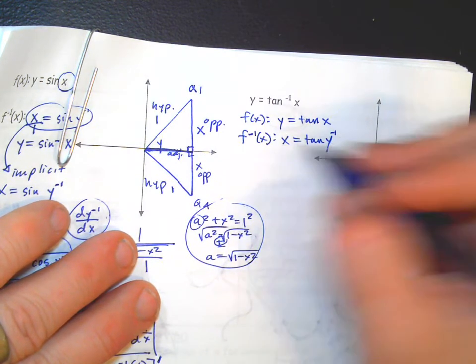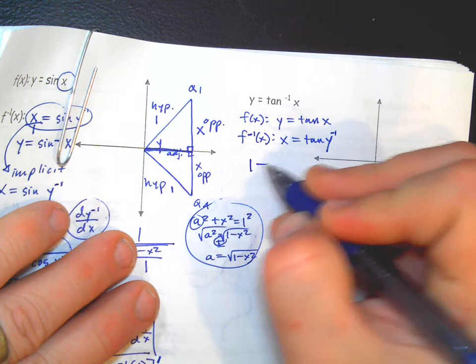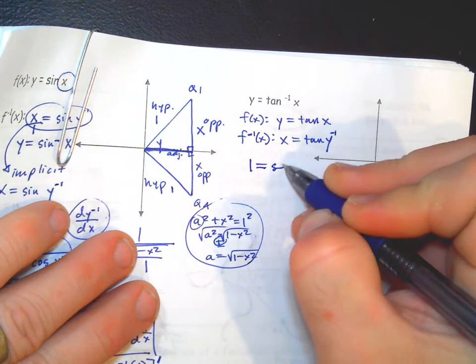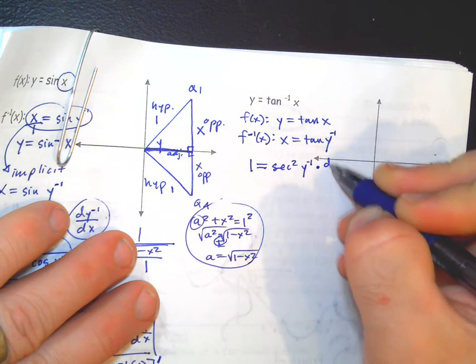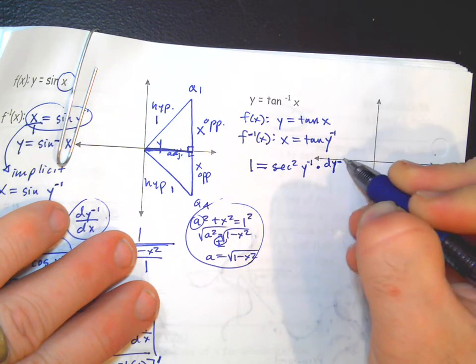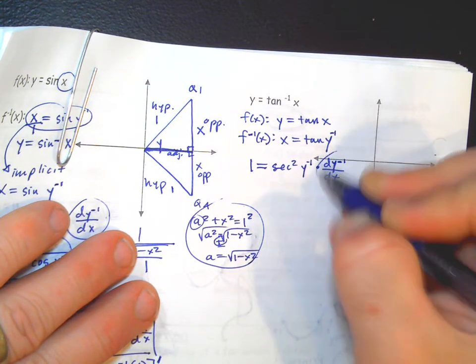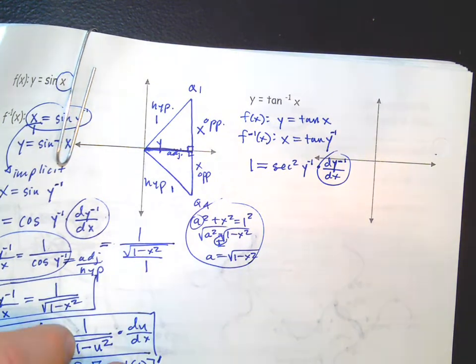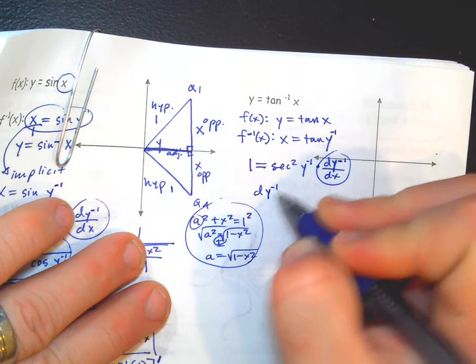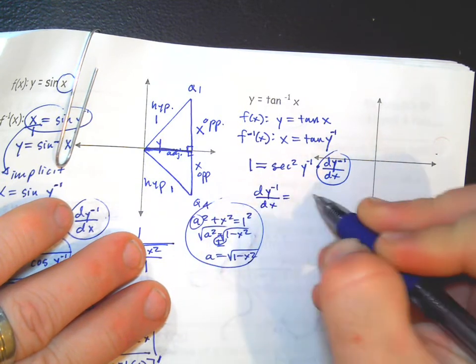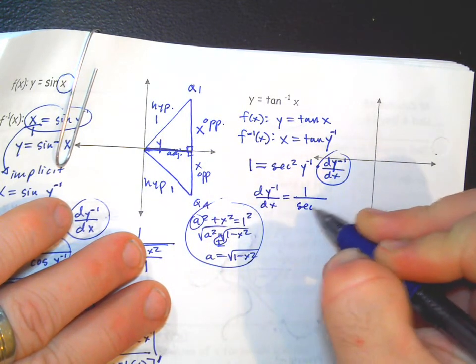Now, if we take the derivative of this with respect to x, we get 1. Derivative of tangent is secant squared with the inverse function in it times the derivative of what's inside. We're doing this implicitly. This is what we want, okay? So that means the derivative of the inverse of our original function is going to be 1 over secant squared.